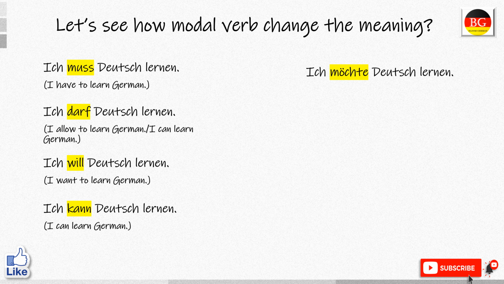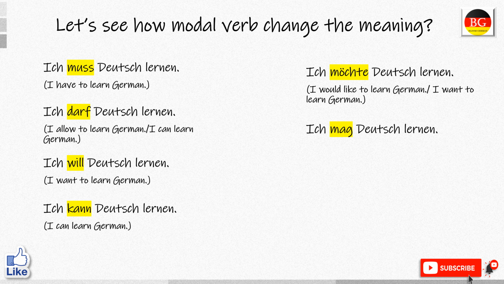Ich möchte Deutsch lernen. I would like to learn German. Oder I want to learn German. Here we have used the modal verb möchten, which is conjugated according to the subject ich, that is möchte. Ich mag Deutsch lernen. I like to learn German. Here we have used the modal verb mögen, which is conjugated according to the subject ich. I hope you have understood how the modal verb changes the meaning of a sentence.